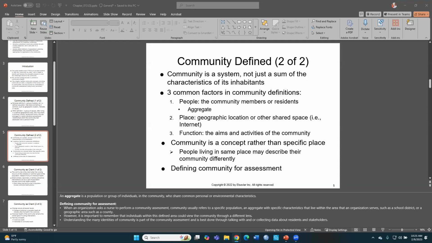And so there's 3 common factors in community definitions. We have the people, right? Those are the people that live in a community, who work in the community, who share, groups within the community, and that's our aggregate. The place is just the geographic location or other shared spaces. And then function is the aims and the activities of the community. And so just like it says here, it is a concept. People living in a community may describe their community differently based on their experiences within.